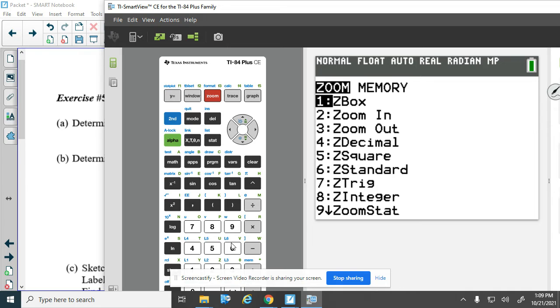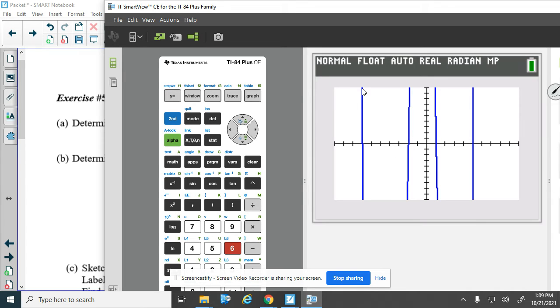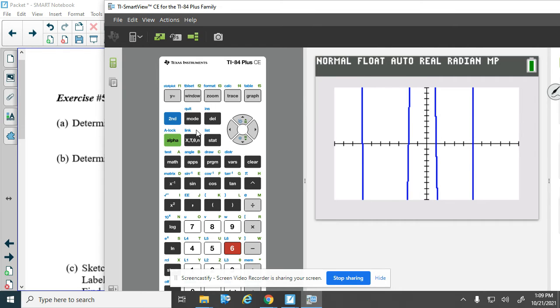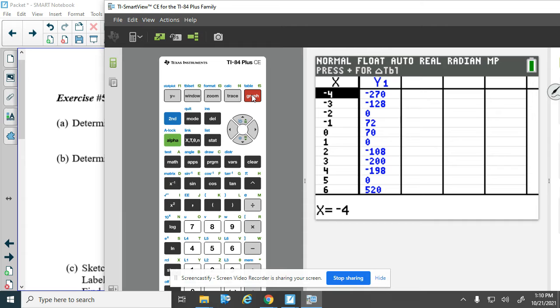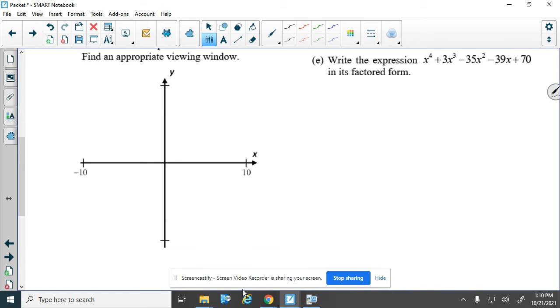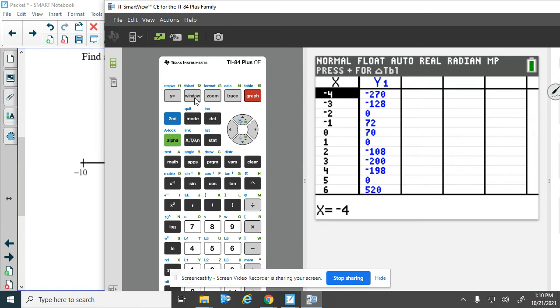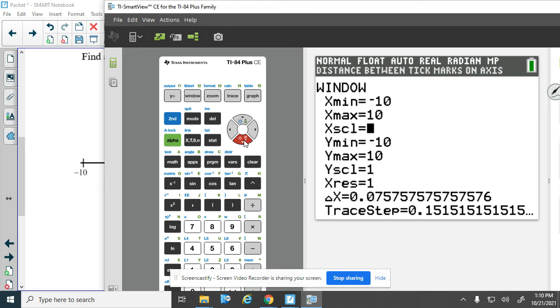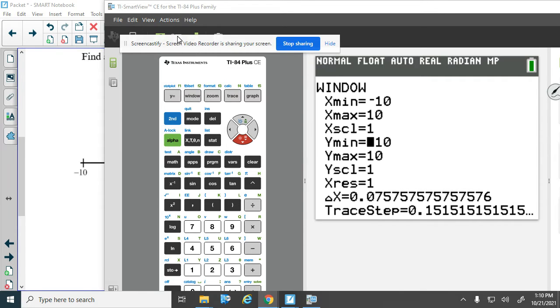If I press zoom 6, I'm going to just basically see these almost straight lines. We know the general shape, so we know we're looking for something more. If I go to my table and start to look at these numbers, I see values at least around negative 200. So when I go to the window, because my graph does look pretty balanced, I'm going to use the same value, positive and negative, for the y min and y max. Let's just say I start with negative 200 to 200.